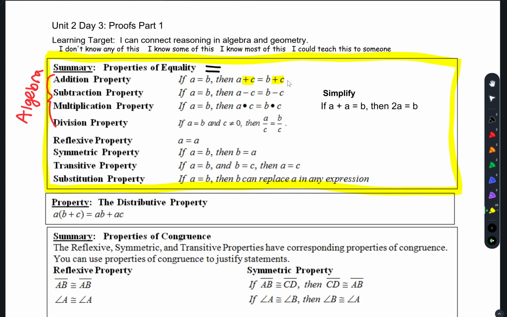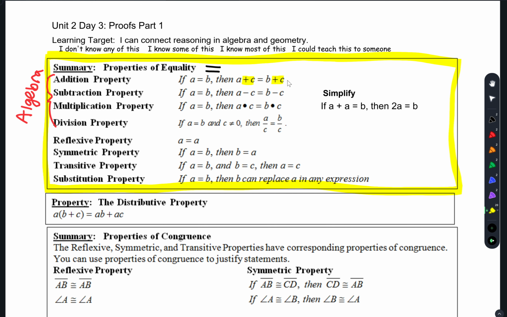We do this all the time when we are solving things for x, right? If I have an x on one side, like x minus 5 equals 7, I would add 5 to both sides, right? That's my addition property of equality. And the same thing goes for all the rest of the operations.